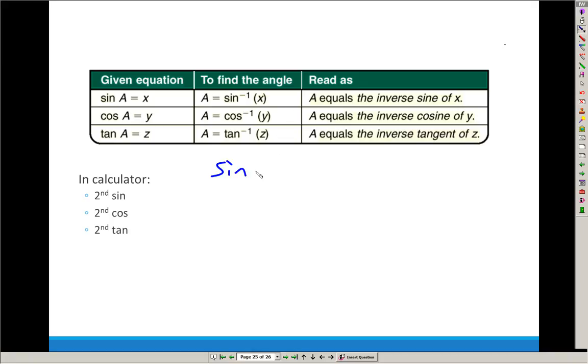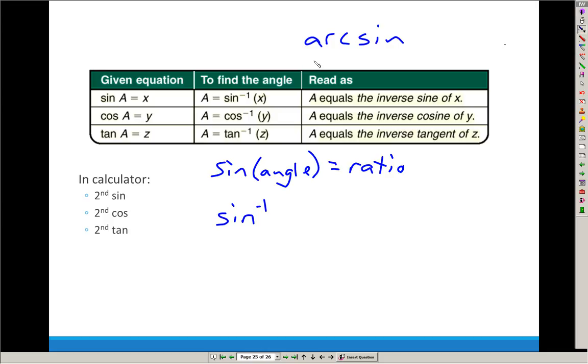So sine of the angle equals the ratio. That's what we just did a minute ago. But what if you're given that ratio, that weird decimal number? Arc sine. What I just said was arc sine. Arc sine of the ratio gives you the angle measure. So if you're given the angle, the sine of that gives you that ratio, that weird decimal. But if you're given the ratio, arc sine of the ratio gives you the angle. We also call the inverse of cosine the arc cosine, and the inverse of tangent is the arc tangent.